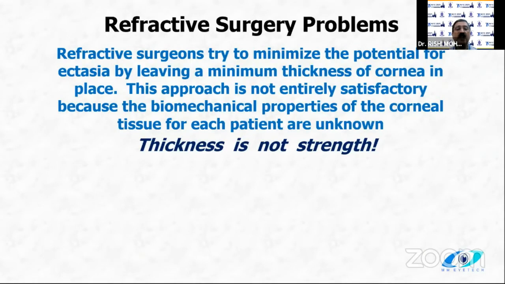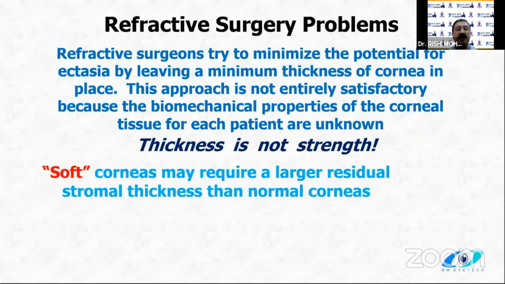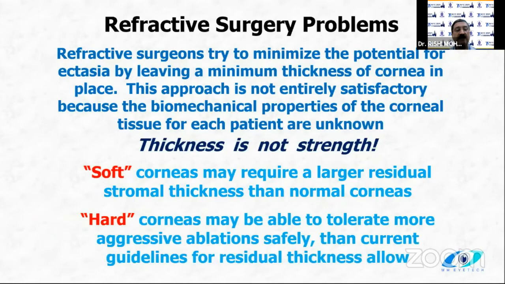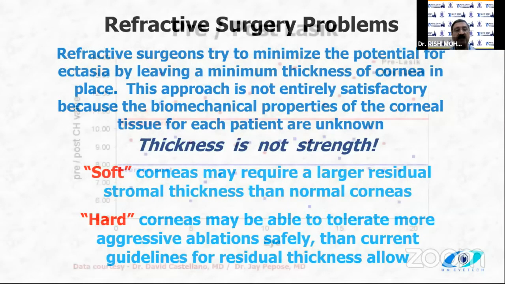So the objective to produce a minimal ectasia and to minimize the potential by leaving a minimum thickness of cornea in place is not entirely satisfactory because of the unknown biomechanics of that particular cornea. And thickness is not strength, as I said earlier. There may be soft corneas which require larger residual stromal thicknesses to be left behind, and there may be hard corneas which may be able to tolerate more aggressive ablation safely.